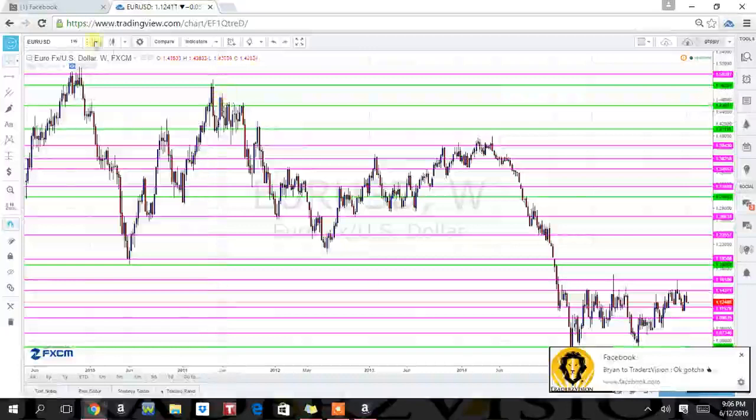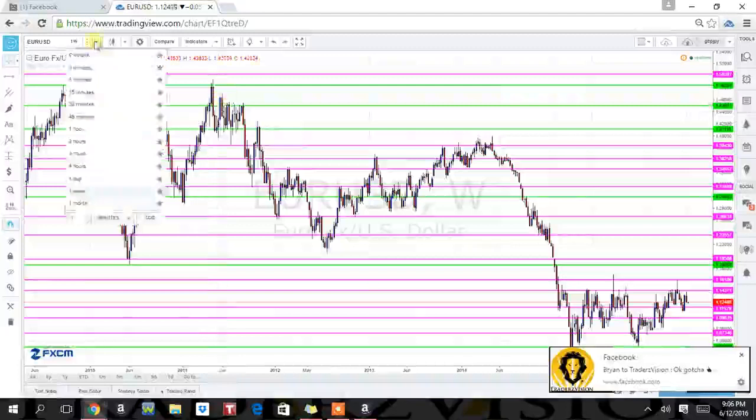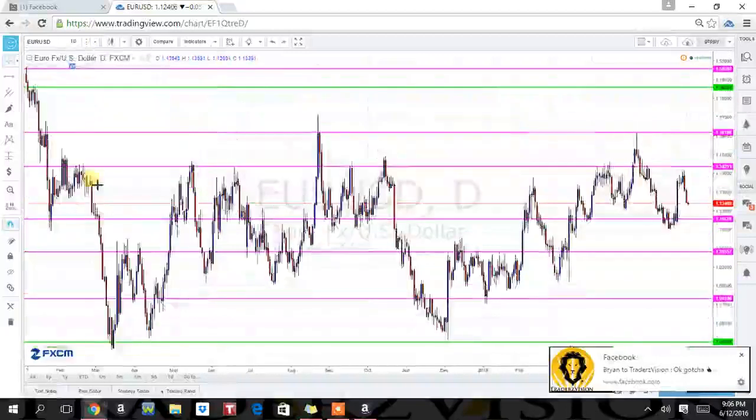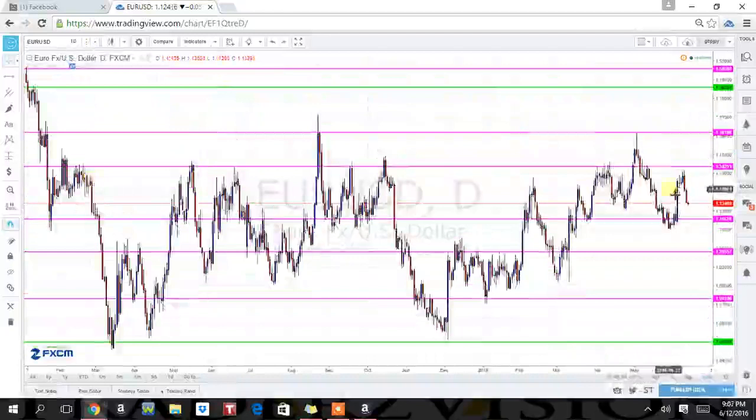Okay, we're done with the weekly. We're almost done with this, so let me go to the daily chart. You can see when I go to a lower time frame how much more space is in between the support resistance. Wow, what is today? Saturday.